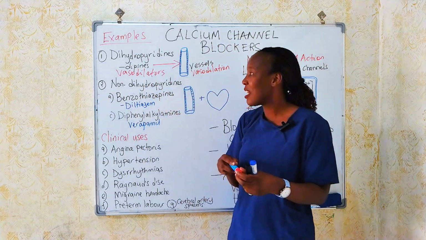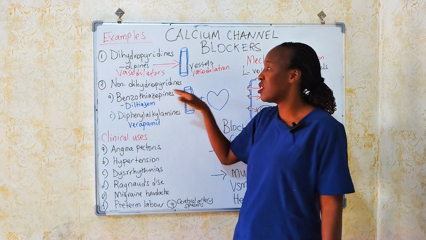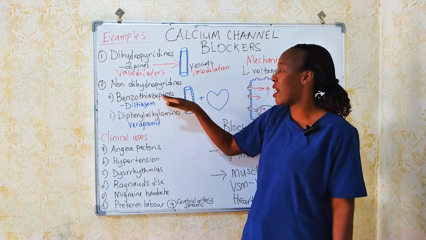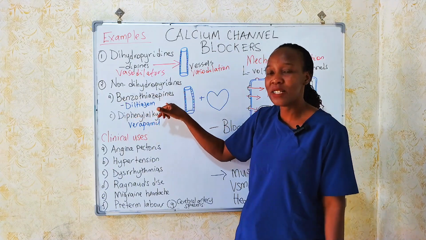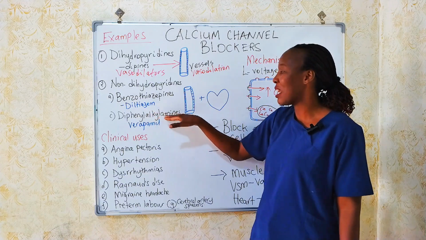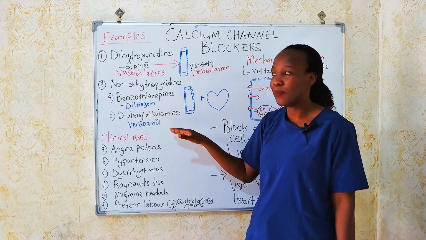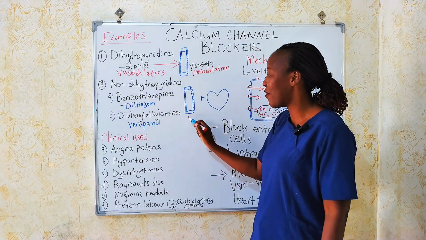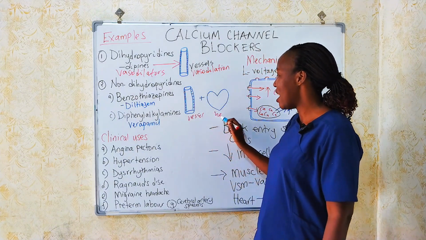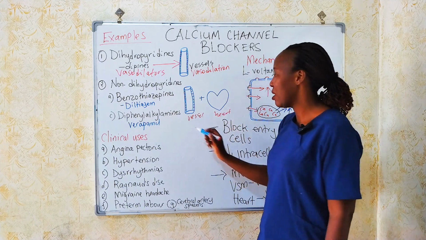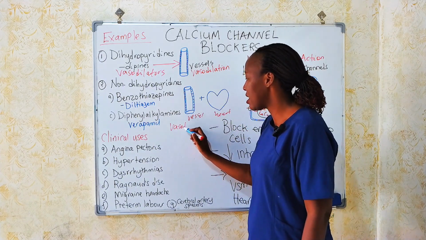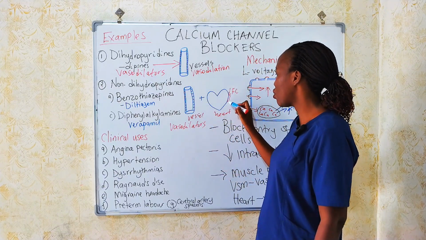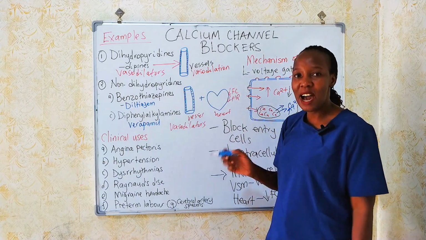And then the second class of drugs are the non-dihydropyridines or the non-dipines. And these are further subclassified into the benzothiazepines like diltiazem or Cardizem. And then we have phenylalkylamines like verapamil. Unlike the dipines, the non-dipines are going to act on both the vessel and then the heart. What does that mean? They are both vasodilators and then they also act to reduce force of contraction and they act to reduce heart rate.